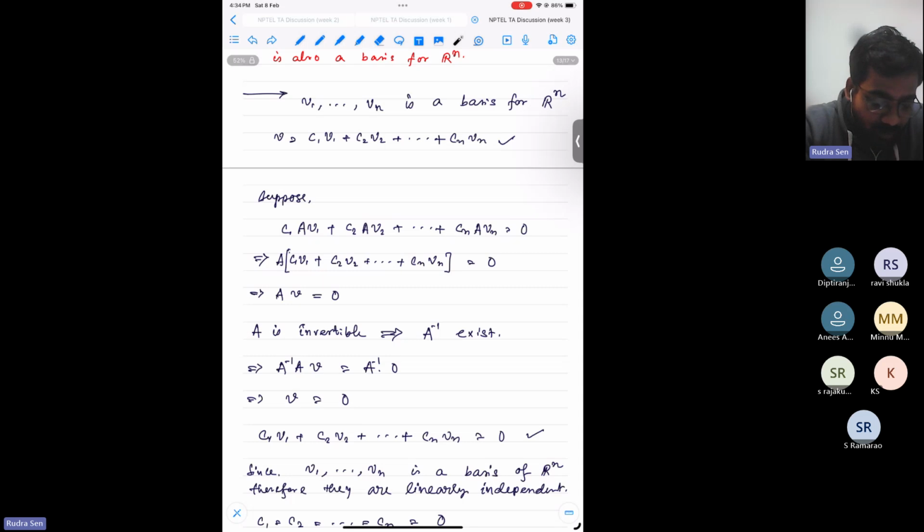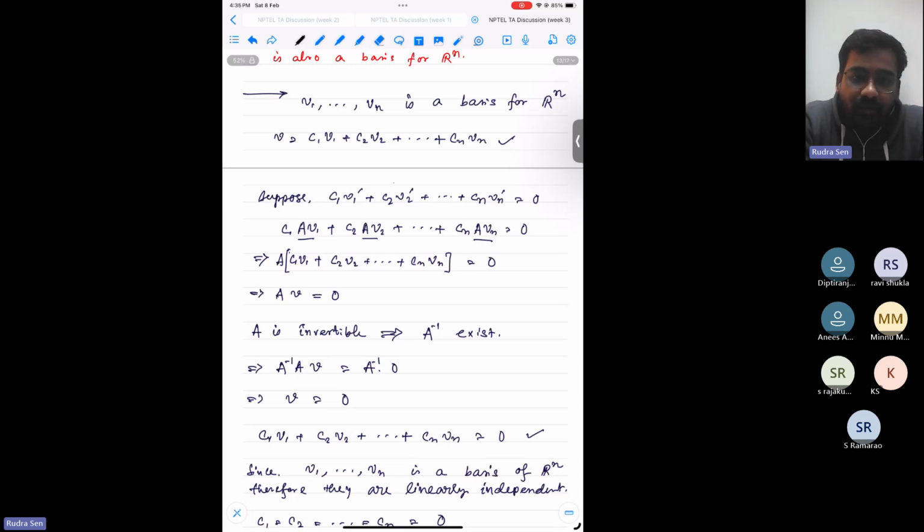Okay, so AV1 is also a vector, because if we multiply a vector with a matrix, we get another vector, right? So AV1 is a vector, AV2 is a vector, AVn is a vector. So I choose another vector, let's say V prime. Instead of saying this, I'm saying C1 V1 prime plus C2 V2 prime plus Cn Vn prime equals 0. So what is V1 prime? V1 prime is AV1, V2 prime is AV2, and so on.